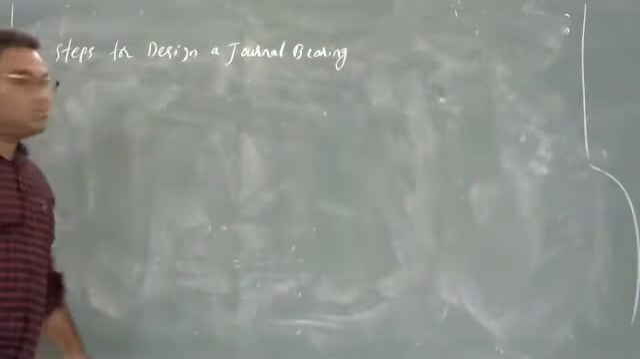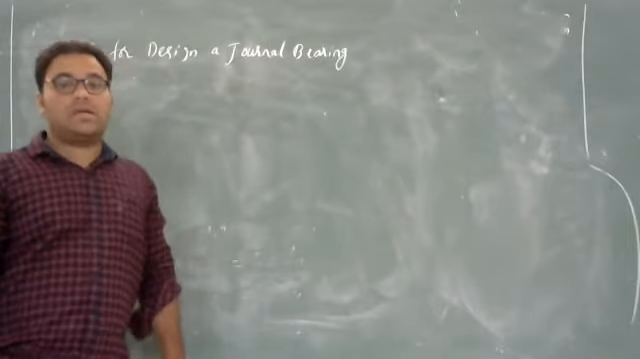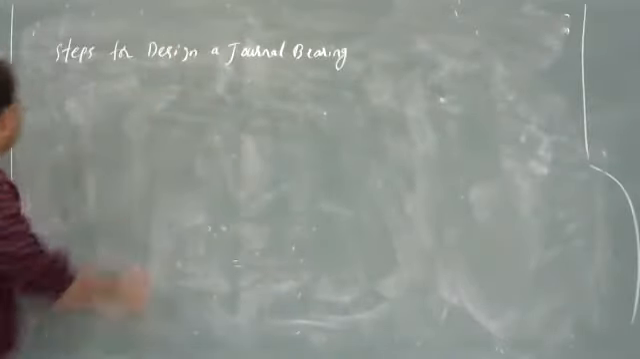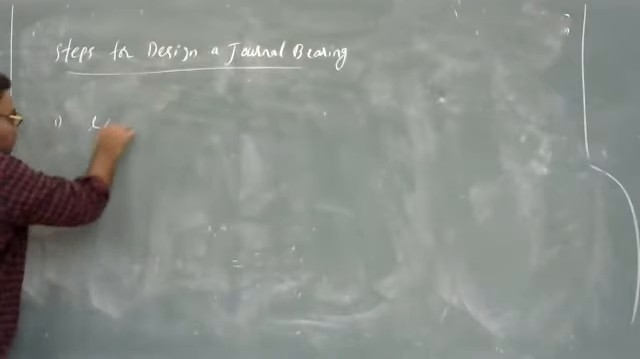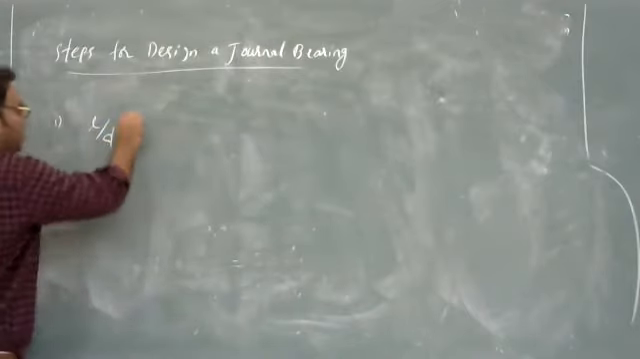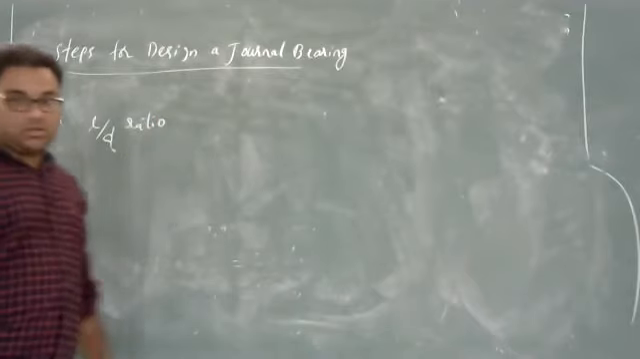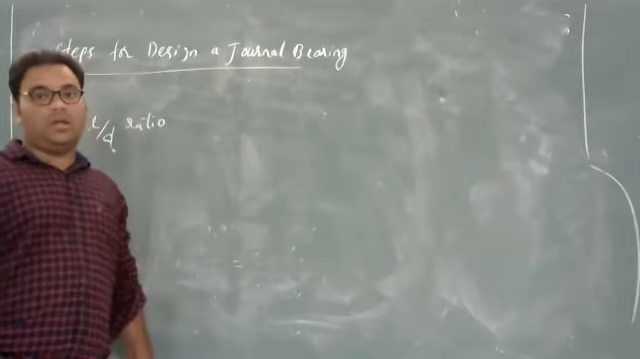What are the steps you should require? The first step is we have to take the L by D ratio. The L by D ratio is very important while calculating the problem or designing the journal bearing. The L by D ratio is usually given in the problem. If it is not mentioned in the problem, we have to assume the L by D ratio.